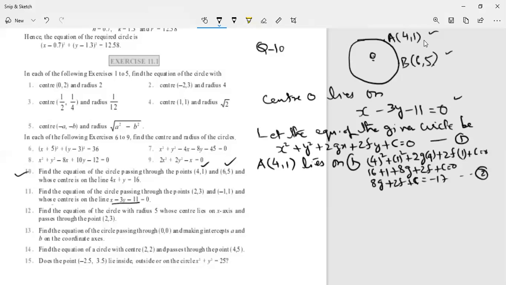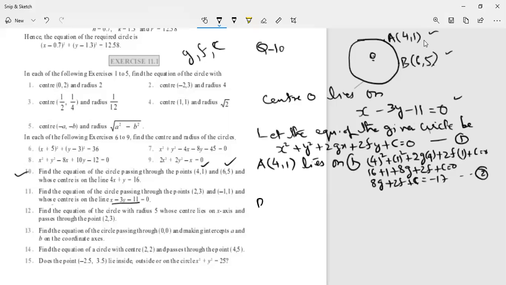So we will get 3 equations in g, f and c. 3 conditions are given because we have 3 unknowns. g, f and c are unknown in any circle. If we know these, we can write the equation for that given circle. So we need 3 conditions to get 3 equations and solve them to get the values of g, f and c. So the first condition is satisfied because A will satisfy the equation, and we get the first equation between g, f and c.